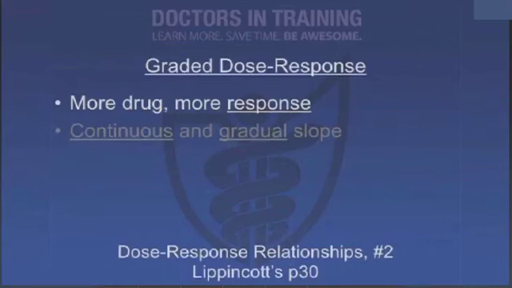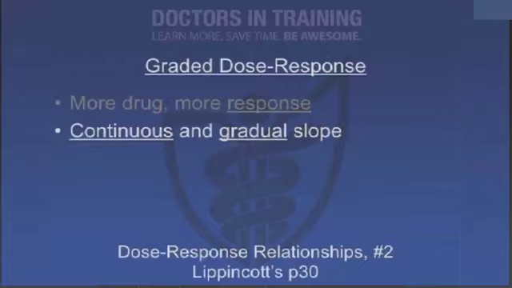So let's talk about graded dose response relationships first. Basically, this means that if you give more drug, you get more response. It's a continuous, gradual slope. Imagine we're talking about blood pressure drugs, and we're going to talk about blood pressure drugs throughout several sections of this. If you give a small dose of a blood pressure drug, you might expect a small drop in the blood pressure. If you give a larger dose, you can expect the blood pressure to fall lower. That is a graded dose response. In contrast, we'll talk about a quantal dose response, which is an all or nothing response.